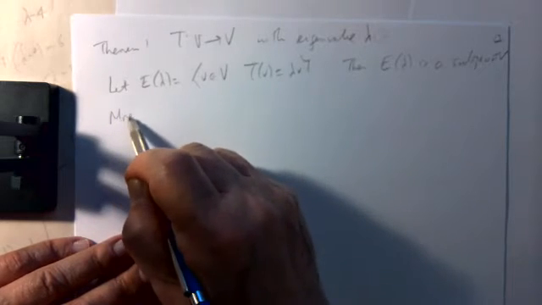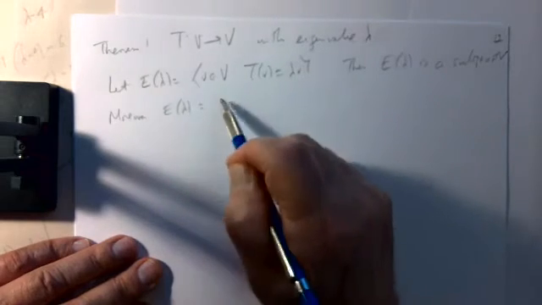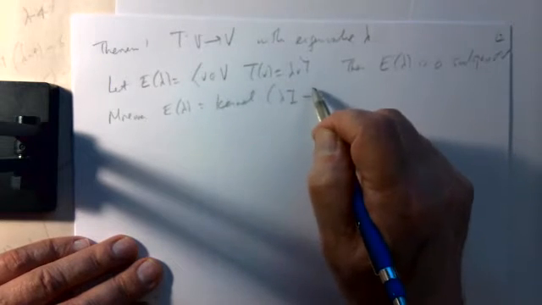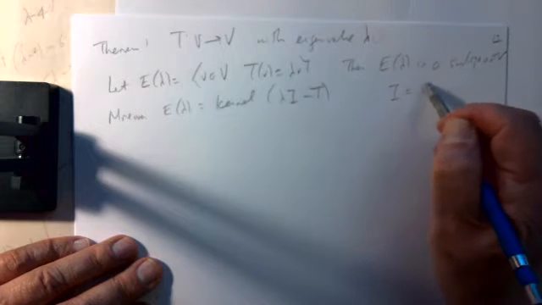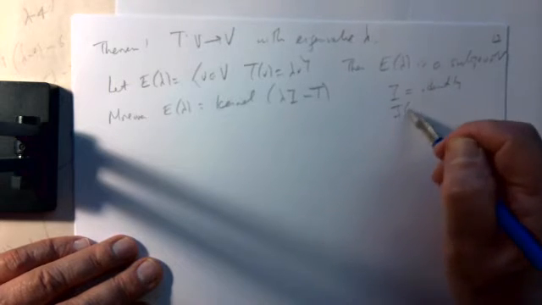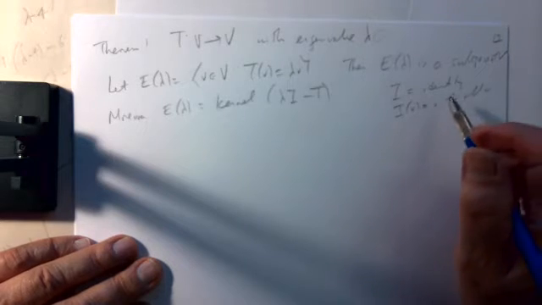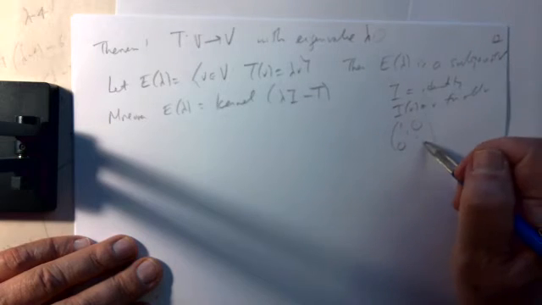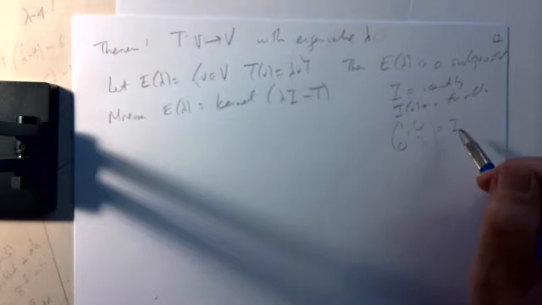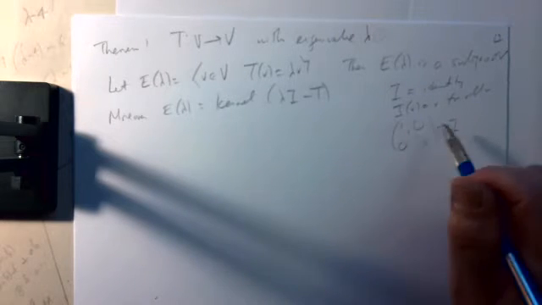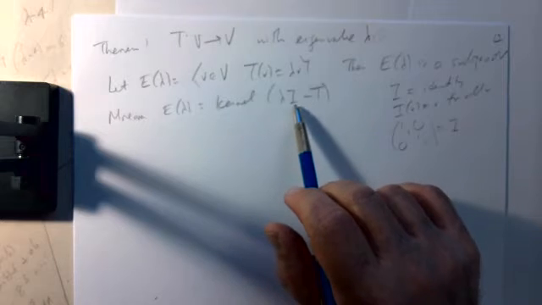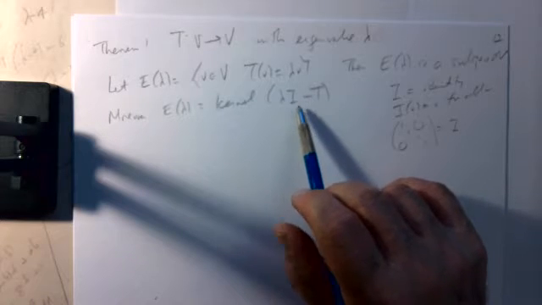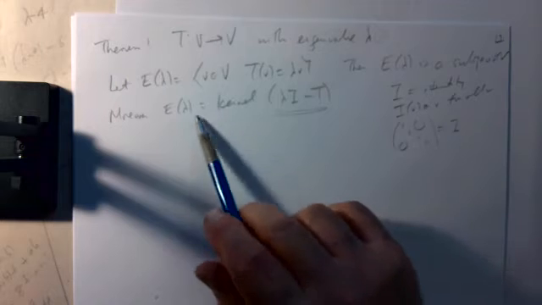Moreover, E of lambda is exactly the kernel of the linear operator lambda I minus T. Remember, I is the identity operator: I of V equals V for all V. In terms of a matrix, the identity matrix has ones down the main diagonal and zeros everywhere else. You can add and subtract linear operators. In fact, we showed that the set of matrices, which is the same as the set of linear operators, is a vector space. So this is a linear operator, and E of lambda is the kernel of that.